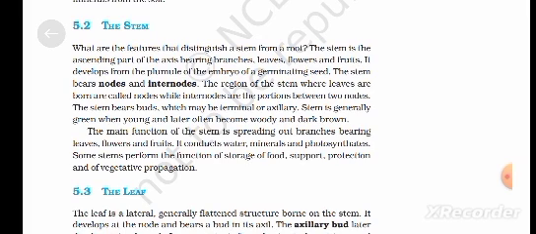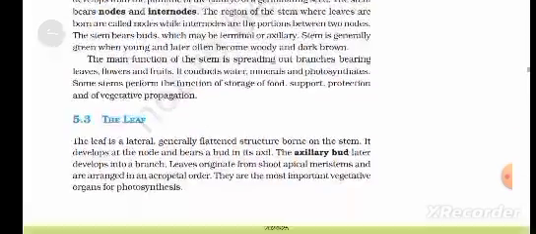The stem bears buds which may be terminal or axillary. The stem is generally green when young and later often becomes woody and dark brown. The main function of the stem is spreading out branches bearing leaves, flowers, and fruits. It conducts water, minerals, and photosynthates. Some stems perform the function of storage of food, support, protection, and of vegetative propagation.